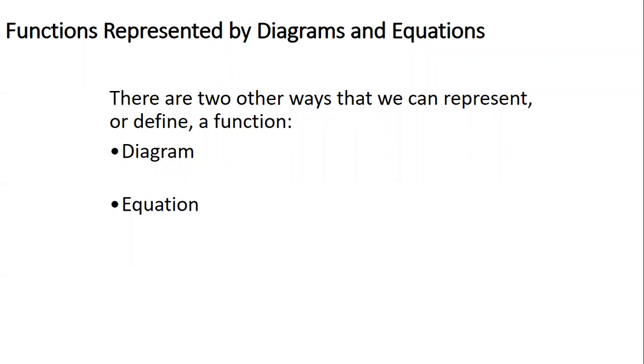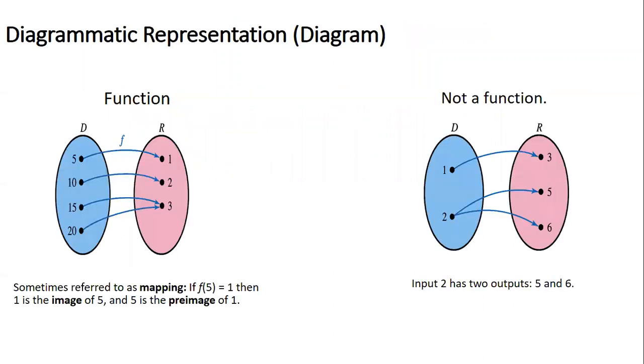Okay. All right, next, represented by diagrams and equations, okay? There are 2 other ways that we can represent or define a function. Diagram, example 1, is a mapping, okay? With mapping, to determine whether it's a function or not, that means from your domain, only 1 arrow each. That makes it a function, okay?